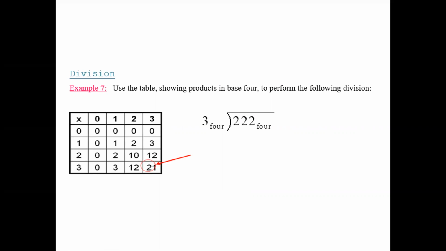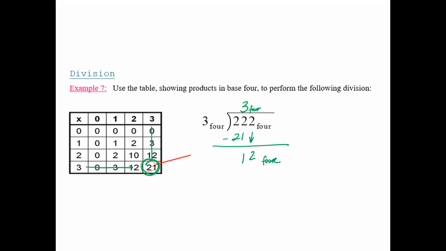Okay, so for example 7, you're going to use a table to show the product in base 4 to perform the following divisions. Looking at this here, you have 3, 4, and then 2, 2, 2, 4. So then 3 times what is closest to the 22? You would think that, but you have to use this table. So 21 is the closest, and that's a 3 and a 3. Okay, and so then you put 21 down here, subtract, you get a 1, bring down the 2, 4.